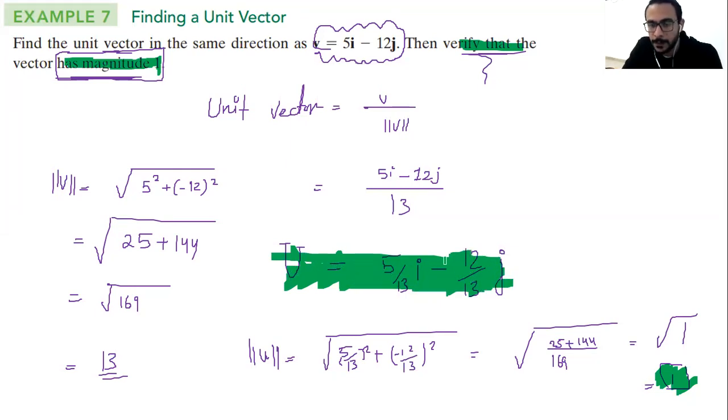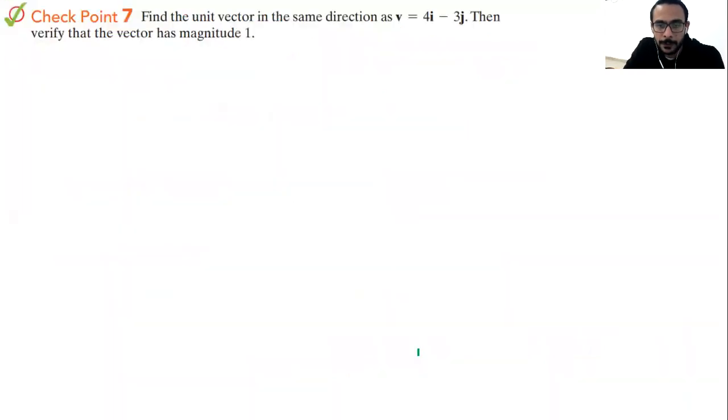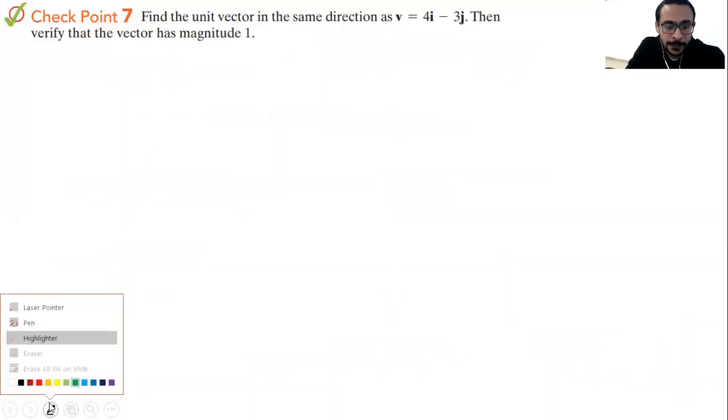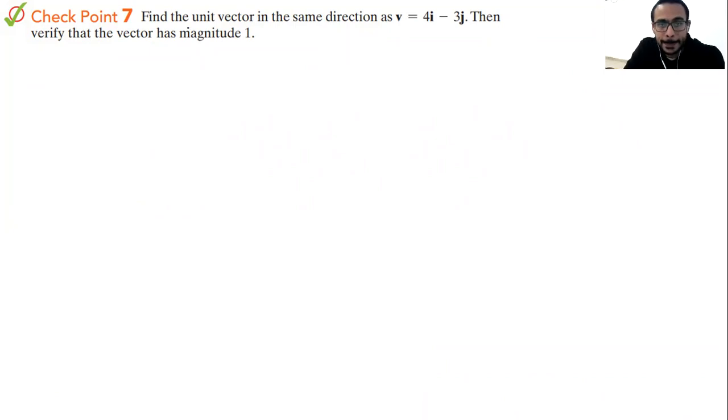Of course, we're going to check point number 7. Checkpoint number 7. Let me ask Muhammad Iyad Dahman. Yes, Muhammad, find the unit vector in the same direction as v equals 4i minus 3j. Then verify that the vector has a magnitude of 1.